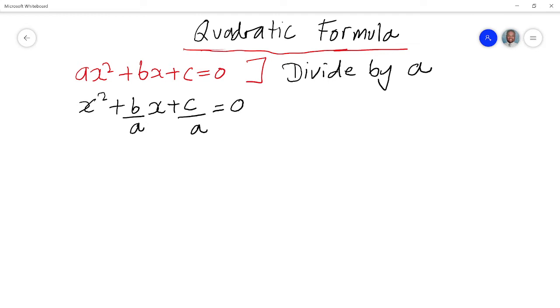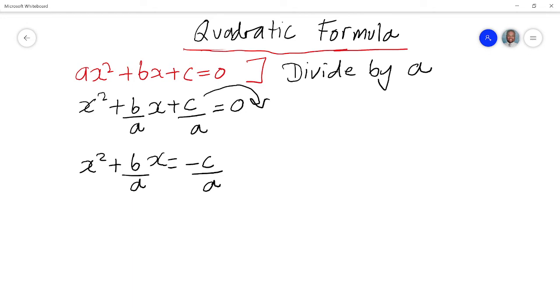The next thing we need to do is move c over a over the equal sign. Be mindful that the sign is going to change, because positive c over a now becomes negative c over a. So the expression now becomes x squared plus b over a x equals negative c over a. We've moved that in that orientation. The next step is referred to as completing the square. What is the fundamental step that we're following to get the quadratic formula? It's actually completing the square.